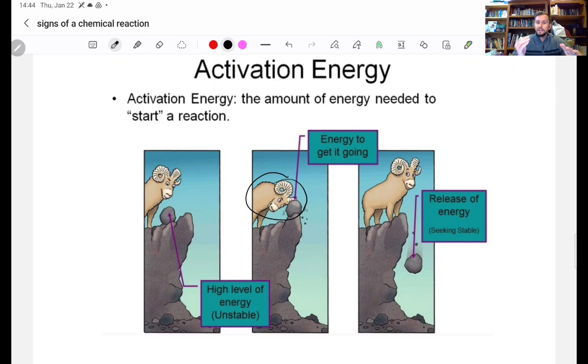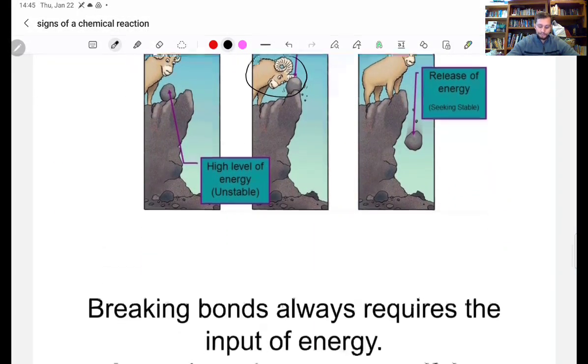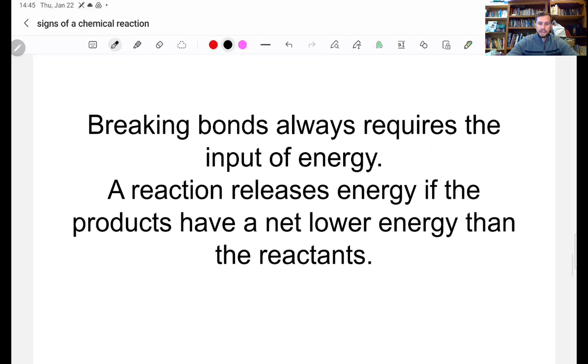You should say it's when the reactants' bonds have broken, but the products' bonds haven't fully formed. So it's the highest energy point, and that's why there's an activation energy, right? And so it always takes some energy to get through that transition state, whether it's endothermic or exothermic. And that can come from an outside source, or it can come from just the energy and the temperature of the chemicals themselves. And so remember, breaking bonds always requires the input of energy, and a reaction releases energy if the products have a net lower energy than the reactants.